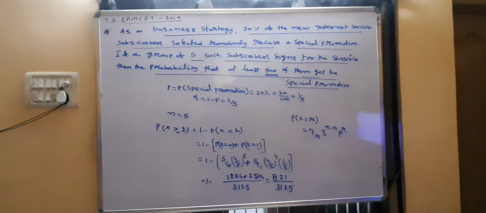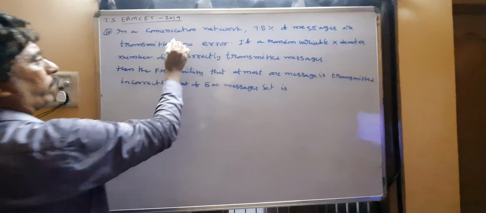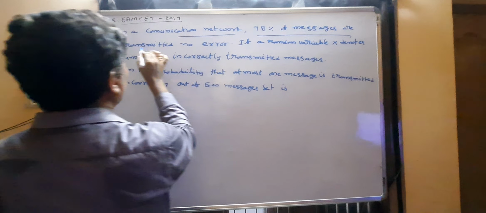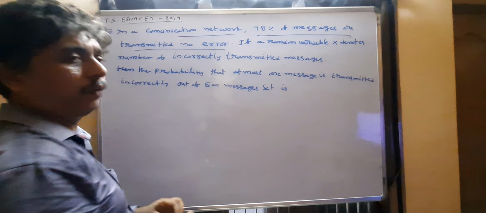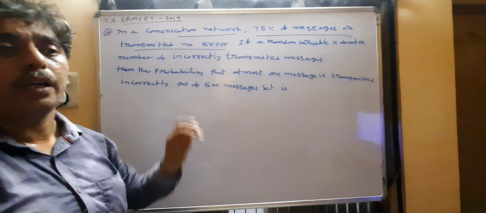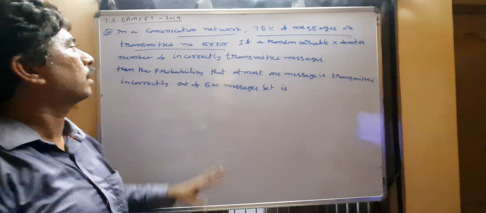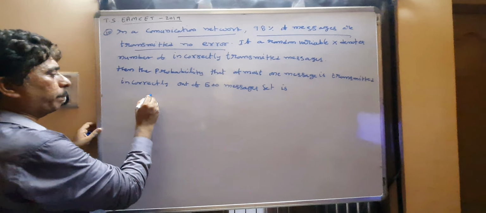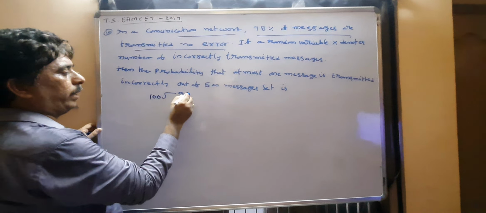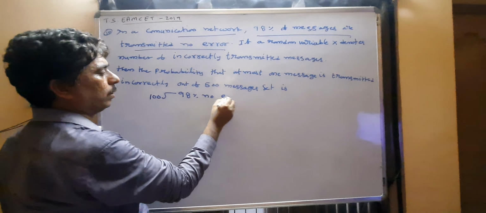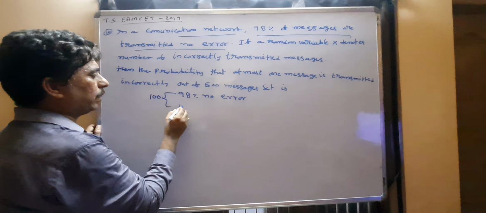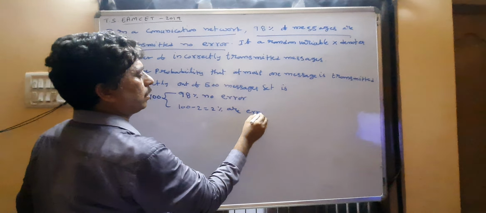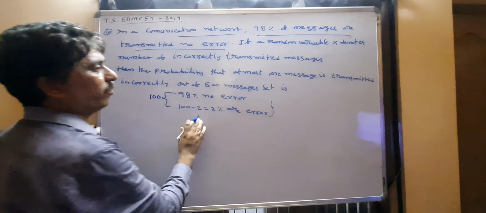Today's last problem. In a communication network, 98% of messages are transmitted with no error. That means out of 100%, 98% have no error, so 100 minus 98, that is 2%, are error messages. That is the given information.